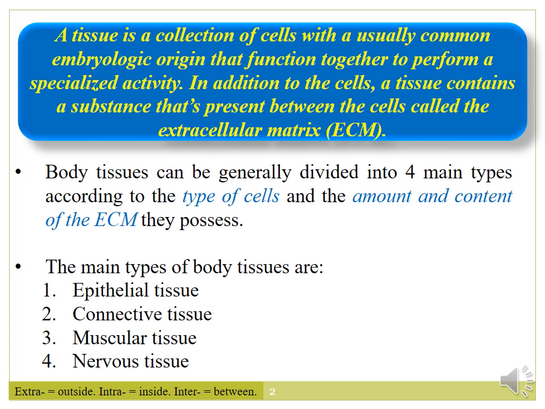And these cells may differ from each other in appearance, they may differ from each other in some of their functions, but together, they act together to perform a specialized activity, which is the activity of that tissue. In addition to the cells, a tissue contains a substance that is present between the cells called the extracellular matrix.